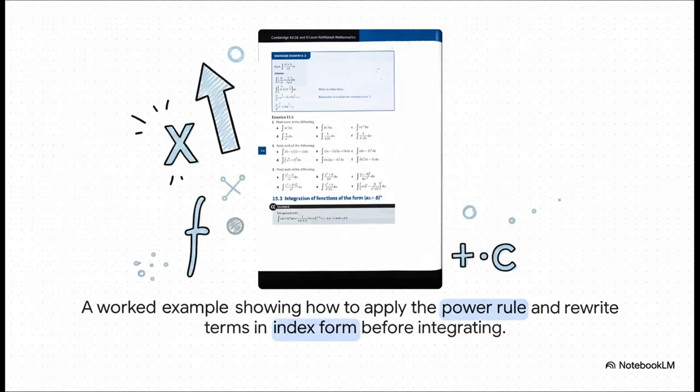Okay, let's put this rule to the test. First things first, before we can integrate, we've got to prep our terms. You see that fraction with the square root on the bottom? We can't really work with that as is, so we rewrite it in power form as 5 times x to the power of negative 1/2. Perfect. Now we can apply our simple two-step rule to each part. Add 1 to the power, then divide by the new power. And of course, what do we do at the end? We always finish by adding our constant, plus c.